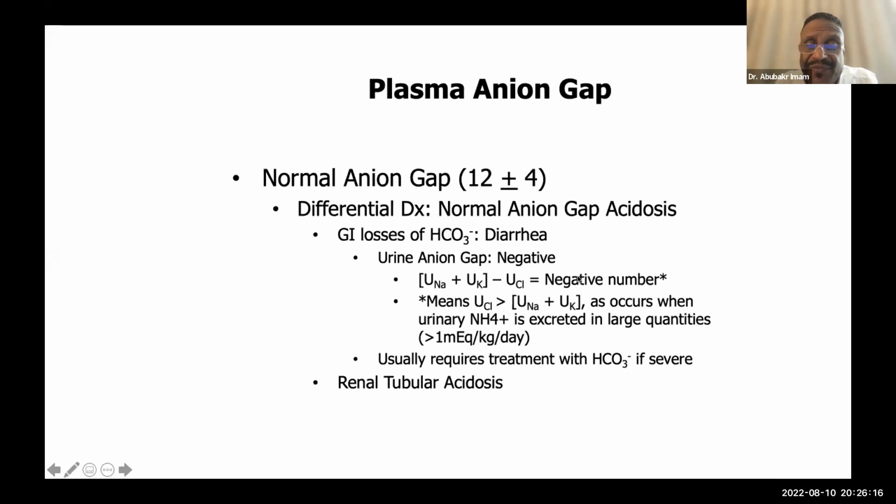Now, the problem is if you have a positive number, what does that mean? That means sodium and potassium are high compared to the chloride, which is negative. That means there is no room for the hydrogen ion to come. That means there is no excretion of hydrogen ion into the urine. That would be the problem of the distal part of the nephron.